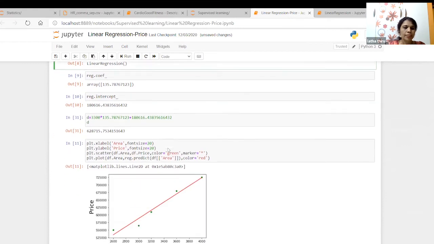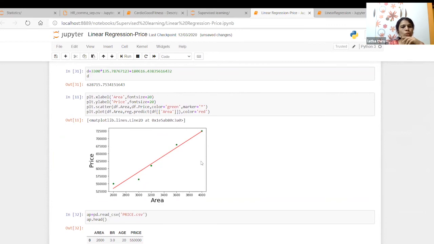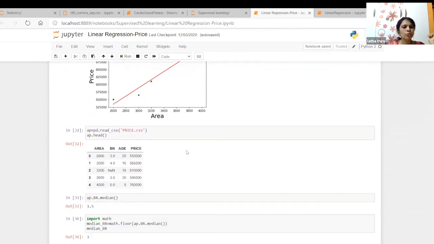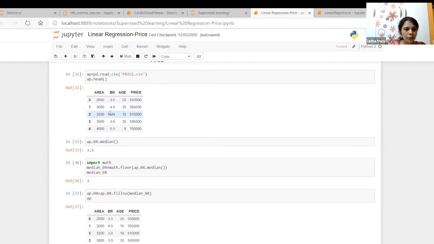Okay, fine. So similarly here, I want to see which line it has taken. I tried that, and I could see that this line is being considered by the algo. So this is what we can do. Similarly, I have done it with multiple variables: area, bedroom, age, and then price. It's a small example only, just to help you understand.